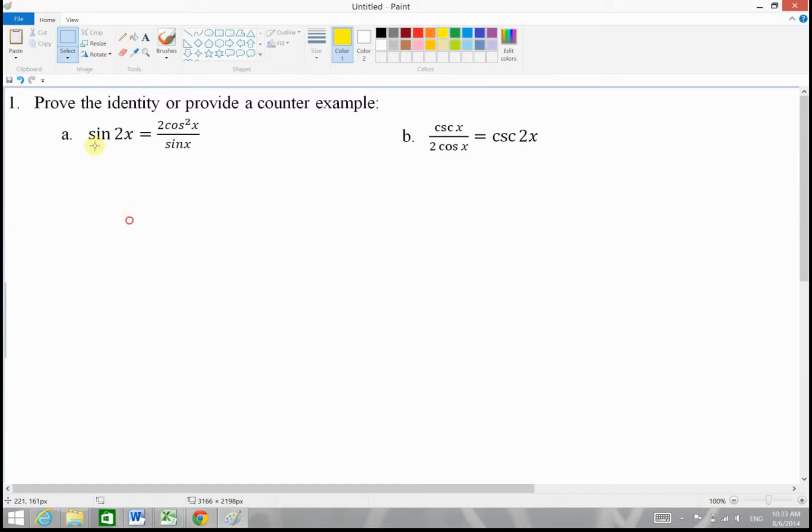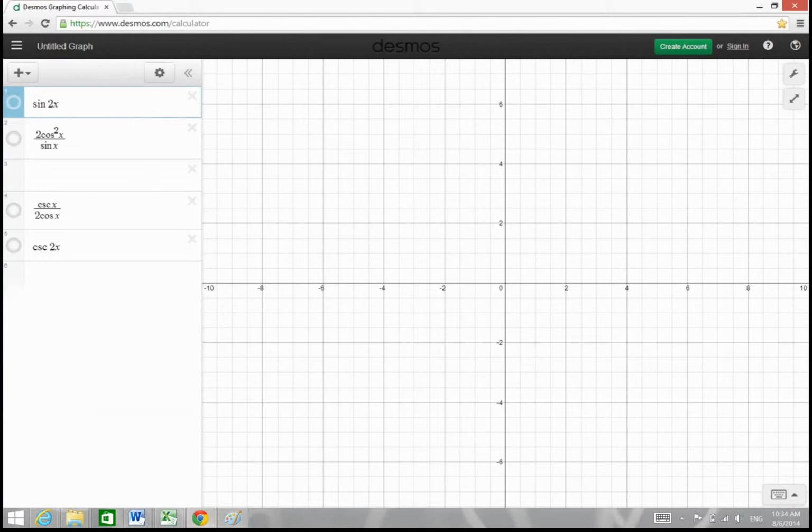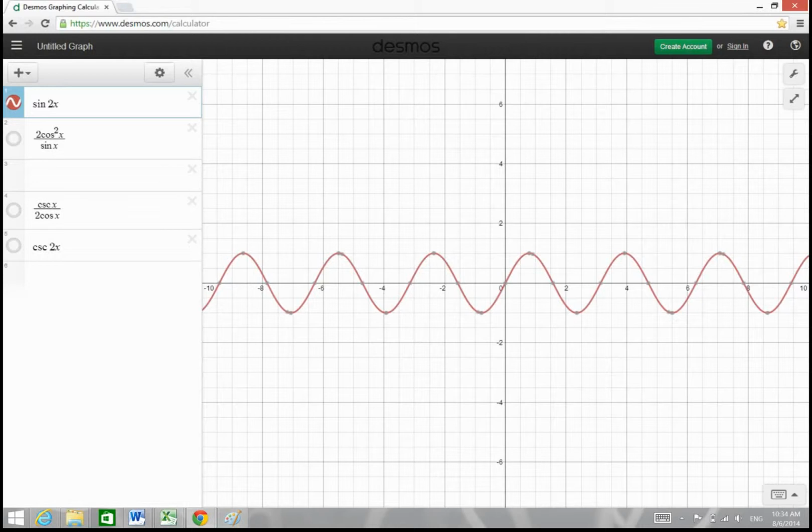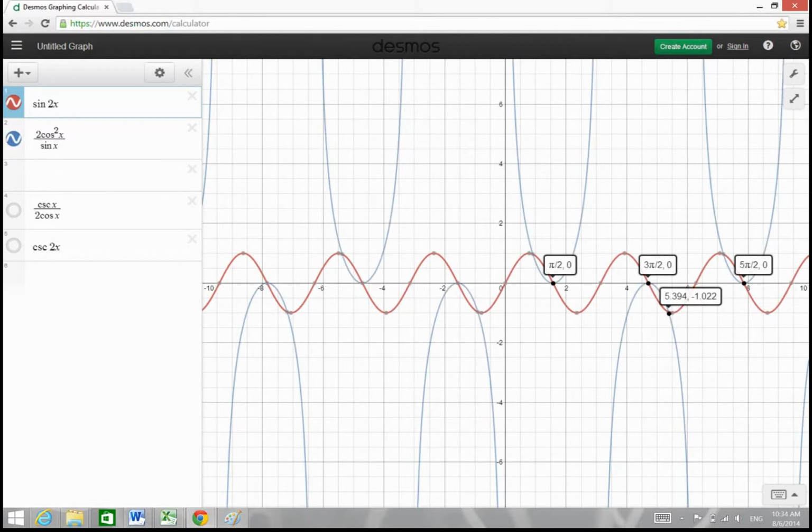We'll graph the left side and the right side separately. If this is an identity, they should be the same graph. If it is not an identity, then they will look different. So I already typed the equations in. Sine 2x on the left side, 2 cos squared x over sine x on the right side, and they're not equal.